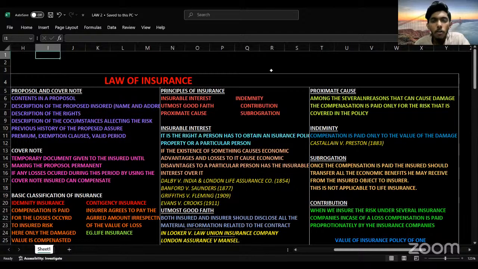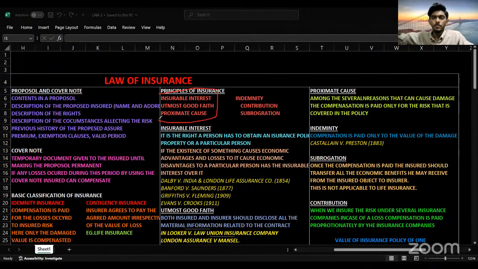Out of these six, only three affect life insurance: insurable interest, utmost good faith, and proximate cause. What about indemnity, subrogation, and contribution? All those three are not applicable to life insurance. But all six affect general insurance.